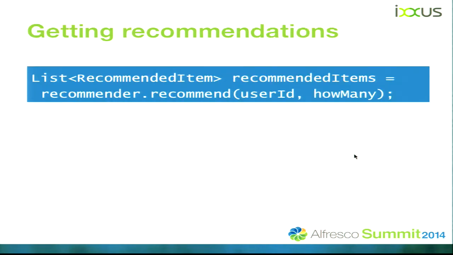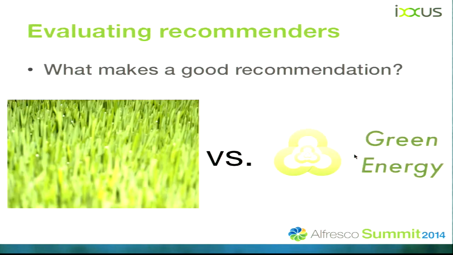And then to get the recommendations, you just simply pass in a user ID, which tells it its kind of starting point within that vector space and how many recommendations you want to get back. And that's what drove that dashlet. But it doesn't just stop there. What makes a good recommendation?